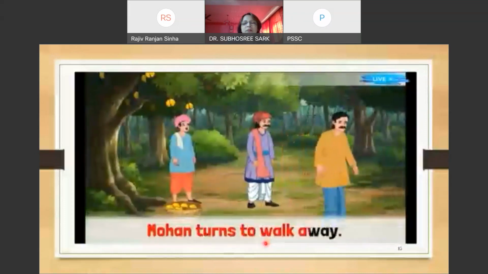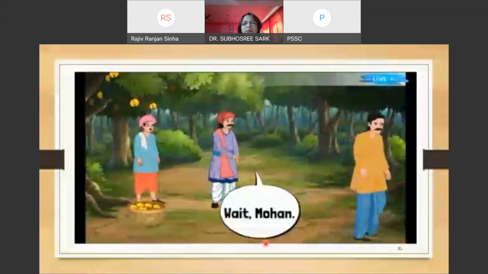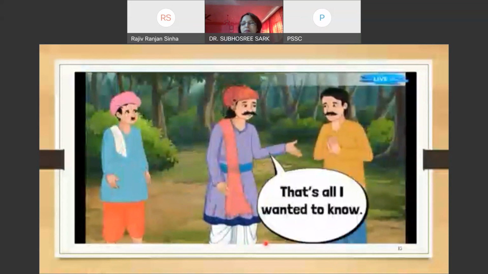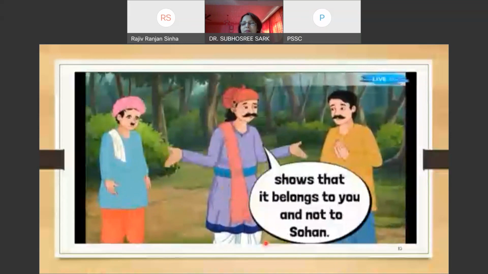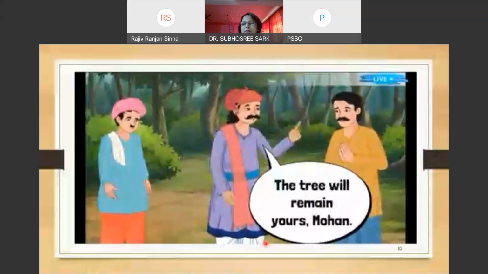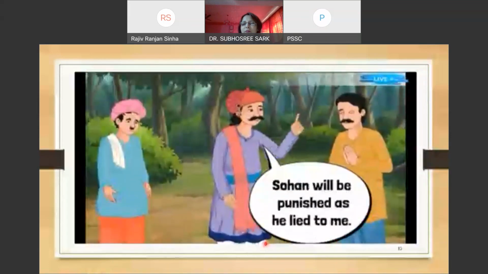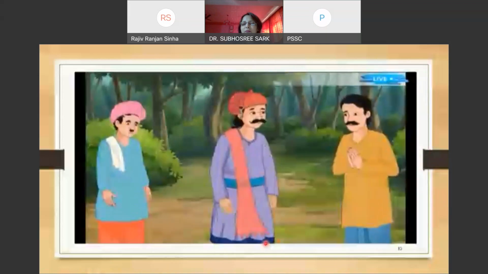Mohan turns to walk away. Wait, Mohan. That's all I wanted to know. Your love for the tree shows that it belongs to you and not to Sohan. The tree will remain yours, Mohan. Sohan will be punished as he lied to me.